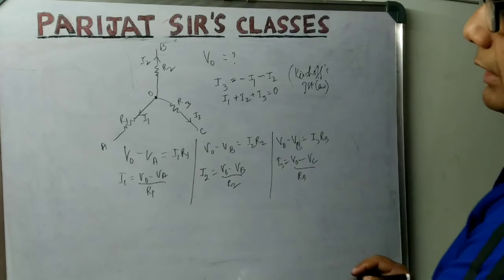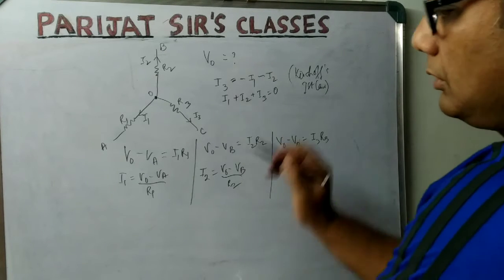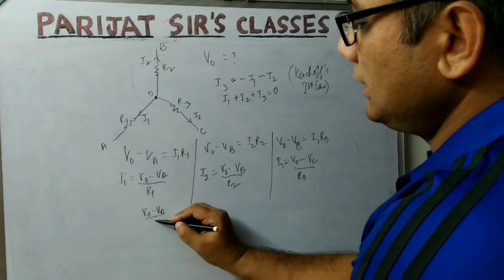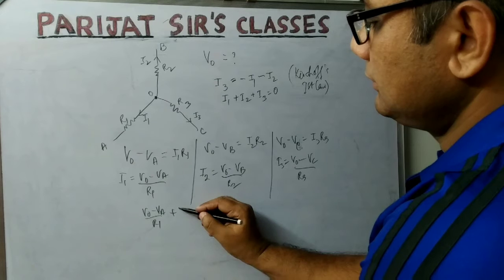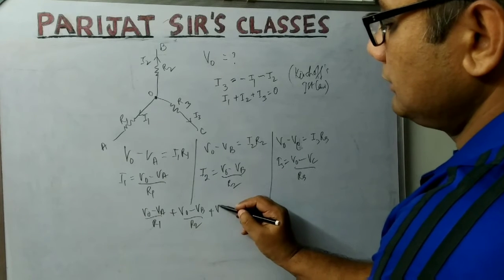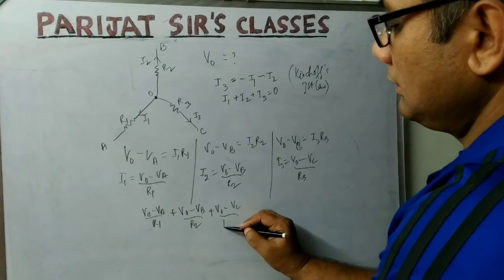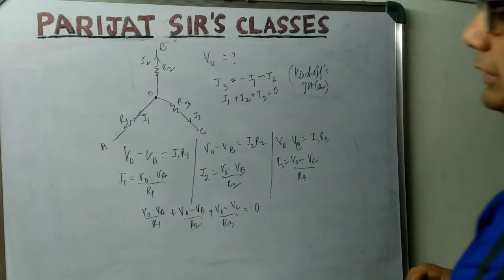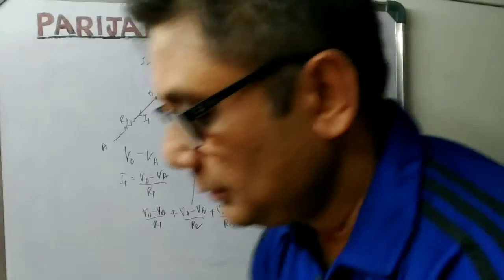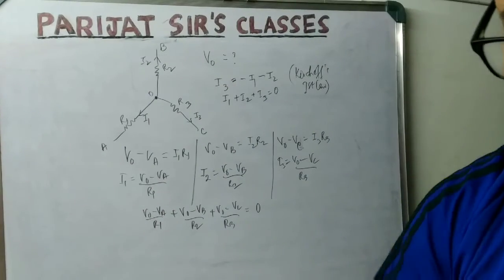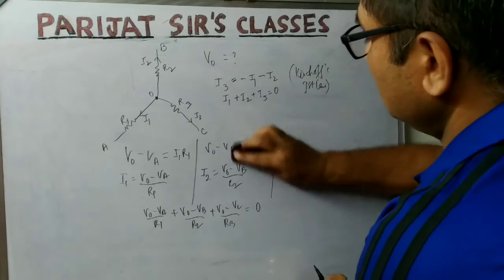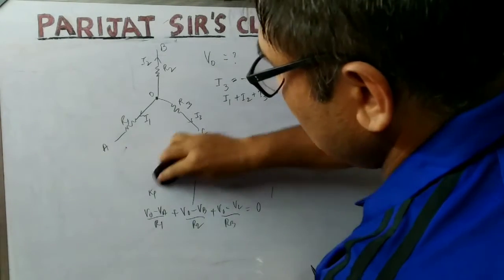Now putting I1, I2 and I3 in this equation, what do we get? I1 is VO minus VA by R1 plus I2 is VO minus VB by R2 plus VO minus VC by R3 should be 0. So from here, let me rub out a certain portion of it, so it will become easy for us to write.